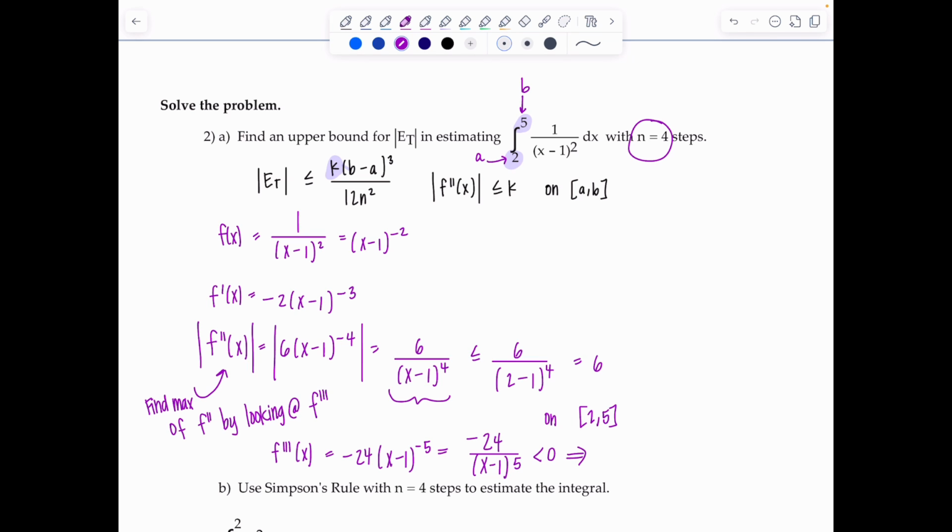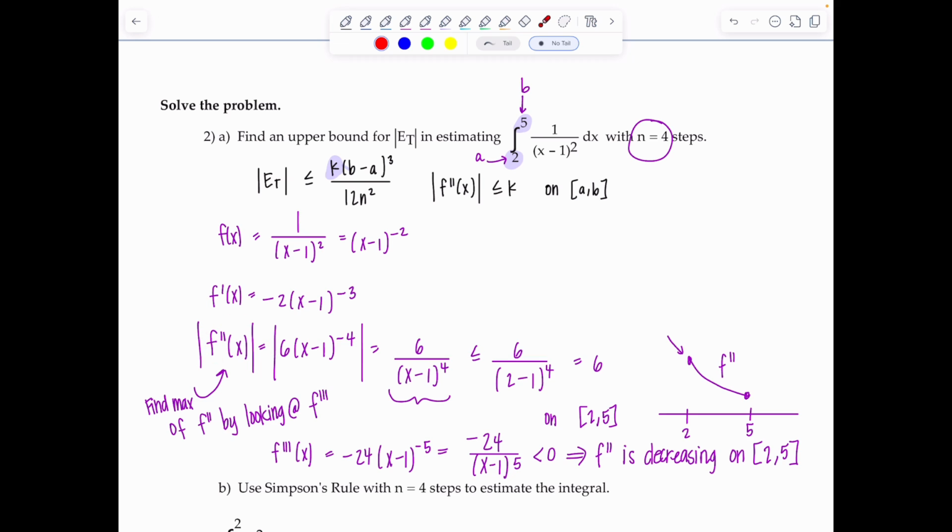What does that mean? That means f double prime is decreasing on the interval from 2 to 5. So what would that look like? Well, I don't know exactly what f double prime's graph looks like, but it's decreasing from 2 to 5. This is f double prime. So that means it attains its max when x is 2. So then to find k, to find an upper bound on the second derivative, you just plug in 2 for x. Okay? Good. The maximum, the actual max value that it attains, that's its least upper bound.